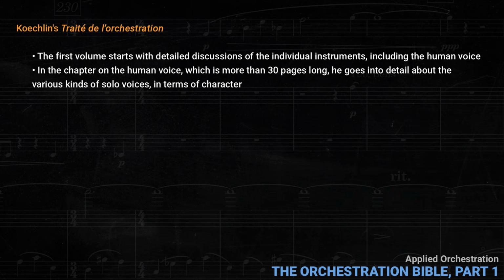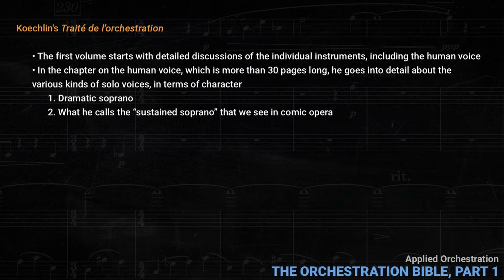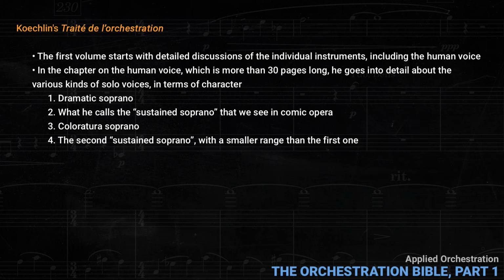In the chapter on the human voice, which is more than 30 pages long, he goes into detail about the various kinds of solo voices in terms of character. For example, for solo soprano voice, he lists dramatic soprano, what he calls the sustained soprano that we see in comic opera, coloratura soprano, and the second sustained soprano with a range smaller than the first one. He also discusses children's voices. Each of these is explained in detail and with repertoire examples.